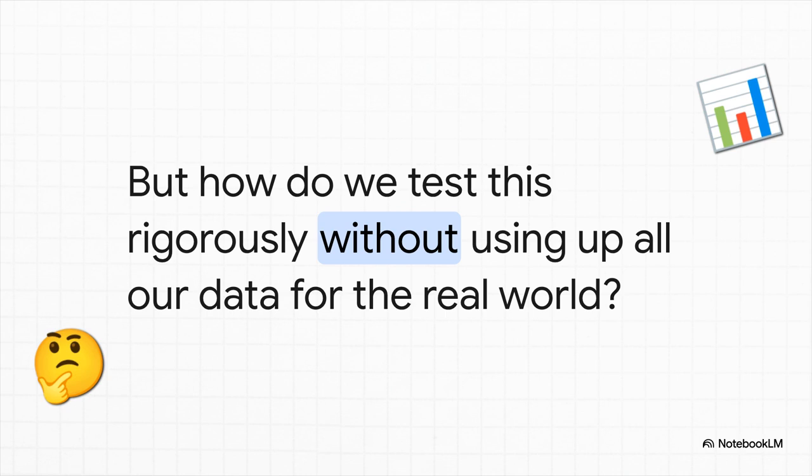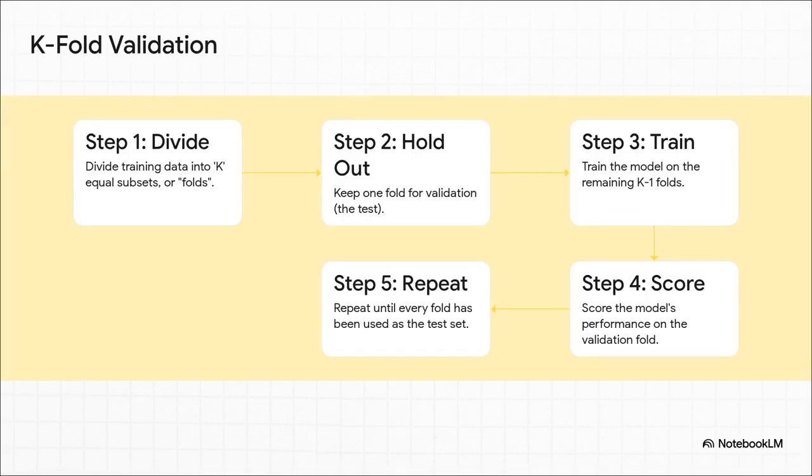So, how can you get a trustworthy score without cheating and peeking at the answers? Well, there's a really clever solution called k-fold cross-validation. Instead of having just one big final exam, you give the model a bunch of smaller pop quizzes.